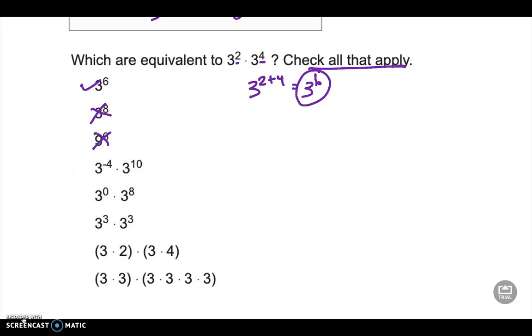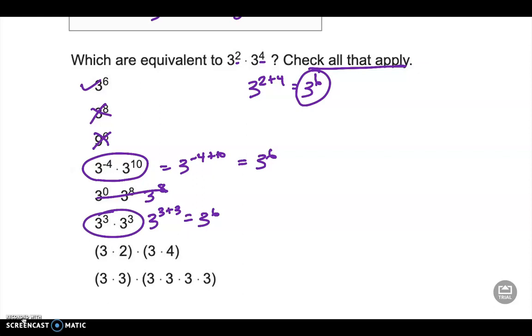Let's try this one. Negative 4 plus 10. Well, that's equal to 3 to the negative 4 plus 10, which is 3 to the 6th. So that is actually the same thing because it simplifies to 3 to the 6th. 3 to the 0 times 3 to the 8th. Well, 0 plus 8 equals, that'd be 3 to the 8th, so that is not the same. 3 to the 3rd times 3 to the 3rd is 3 to the 3 plus 3, 3 to the 6th. That's also going to get us our same value.